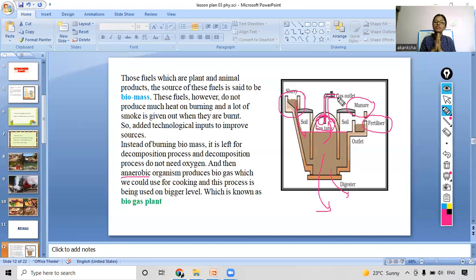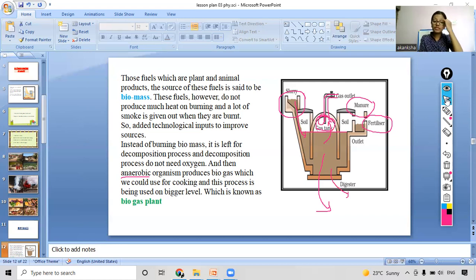So that's why in villages mostly this is used, because we can easily get the cow dung there, right? So that's why it is mostly used in the rural areas, and it is a very affordable option also. That's why we are using this biogas plant.